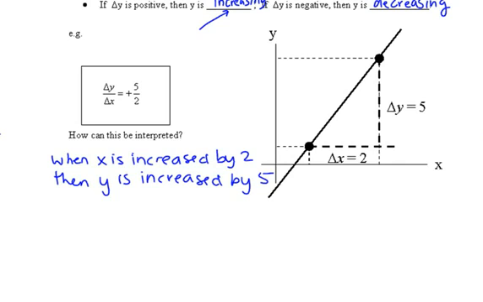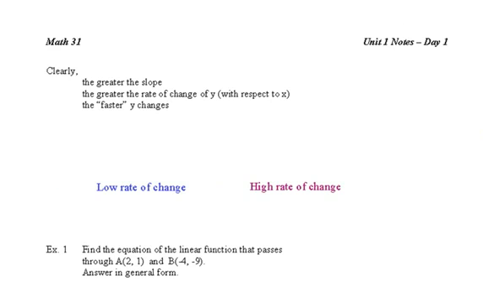Guys, can you stay here? Focused? Clearly, I love that word. It's one of my favorite words.